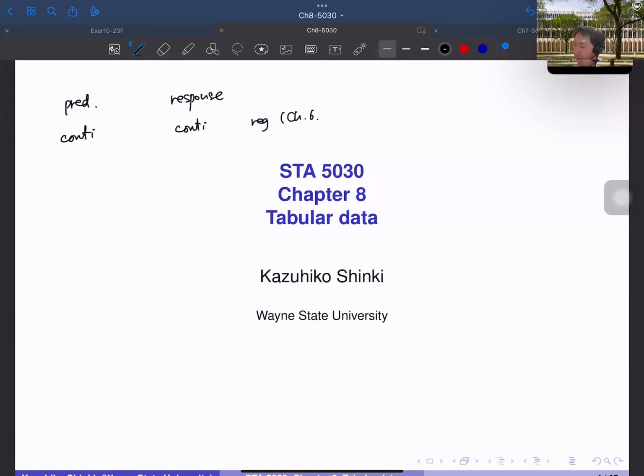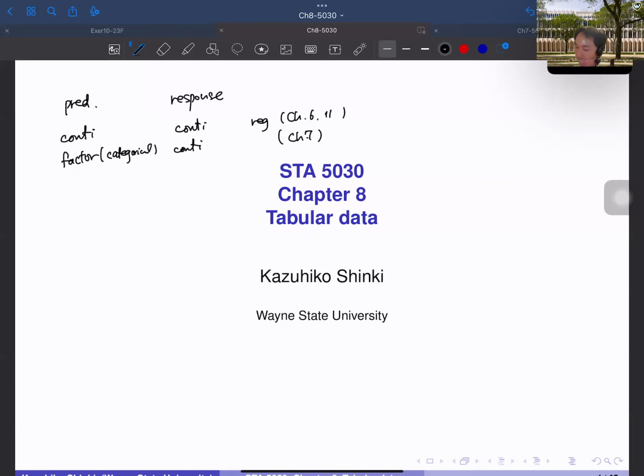If we have multiple variables, we study multiple linear regression in chapter 11. And if the predictor is a factor, categorical, and the response is continuous, then that is chapter 7. So that is the whole point of difference between chapter 6 and 7. The response is continuous in both cases, but the predictors are different.